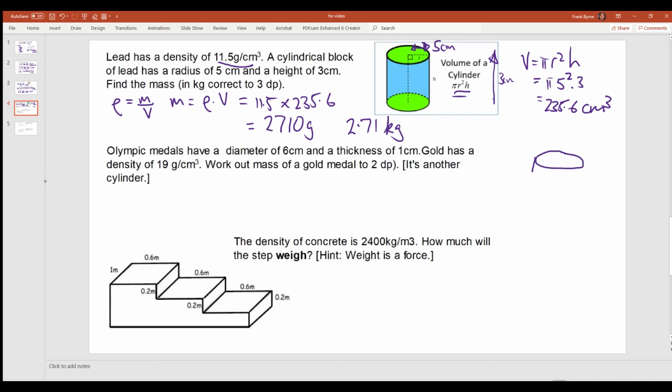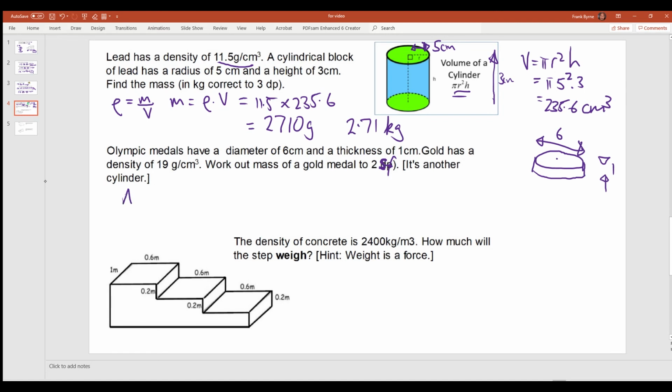So let's draw my gold medal here. I want to change that. I think really they should be saying in this question 2 sig figs, not dp. I don't think we need to worry too much about that at the moment, but 2 sig figs is a better description. So the diameter is 6 and the thickness is 1. Okay, so the radius is actually 3 there. So again, I think it's another cylinder question as it says there.